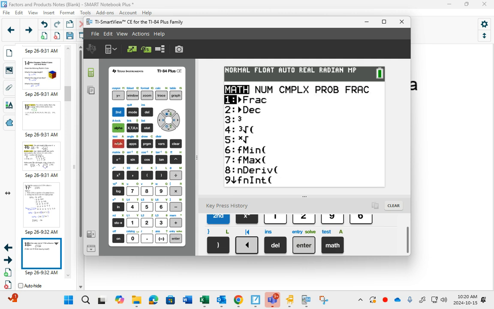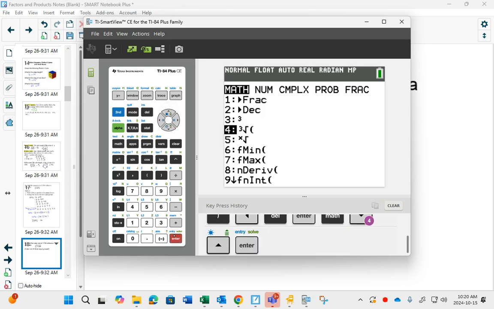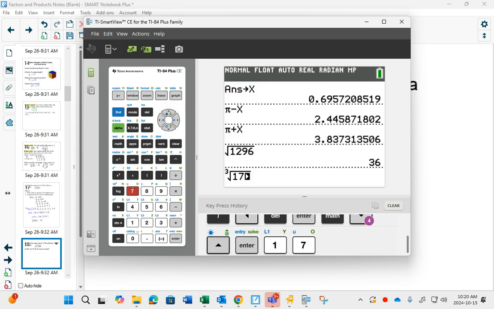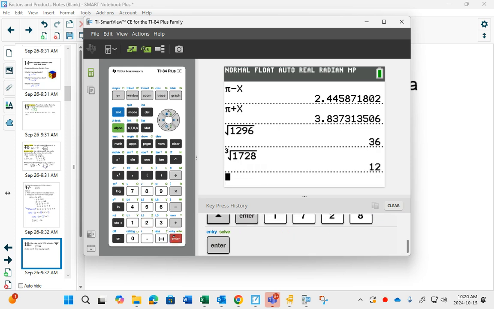For the cube root, it's under math. So if you hit the math button, the cube root is there, and any other root is right after that. So if I do cube root, what do we have? 1728, is that our number? Yes. Yes? Should be 12. If we do everything right, we should get 12. Okay? Cube root of 1728 is 12.